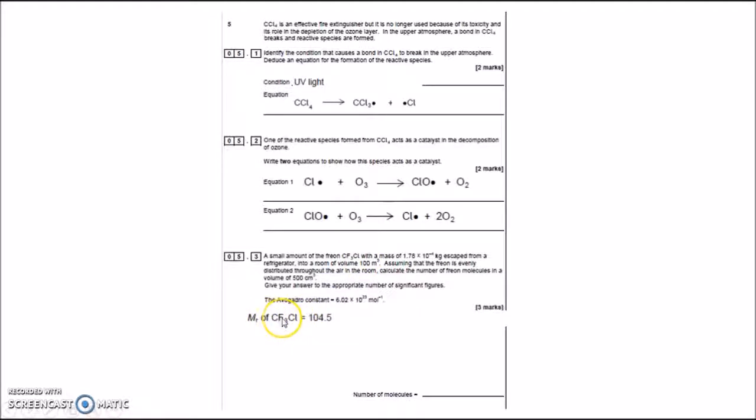So the MR of CF3Cl, when you work it out, a 12, 3 19s and a 35.5, is 104.5. Now the mass of this, 1.78 times 10 to the minus 4 kilograms. There's 1,000 grams in a kilogram. So to convert that kilograms into grams, I multiply by 1,000. So that's my next step. 1.78 times 10 to the minus 4 times 10 to the power 3. That's the number of grams. So moles equals the number of grams divided by the MR.